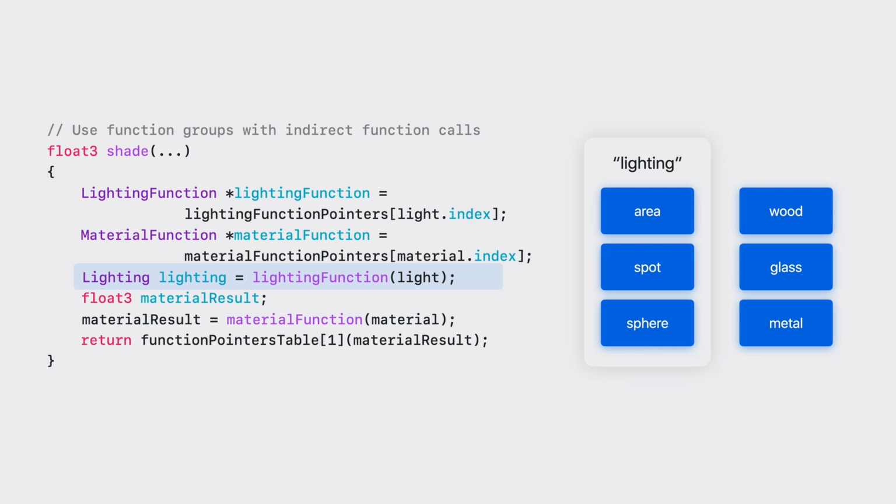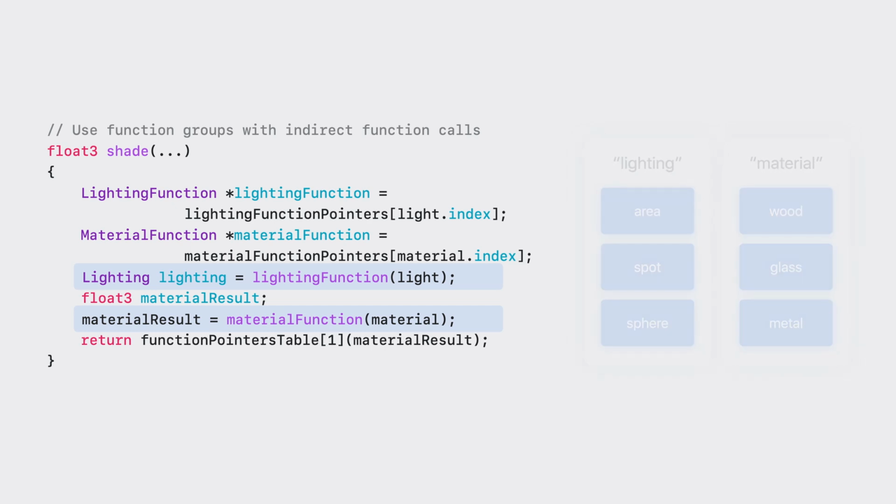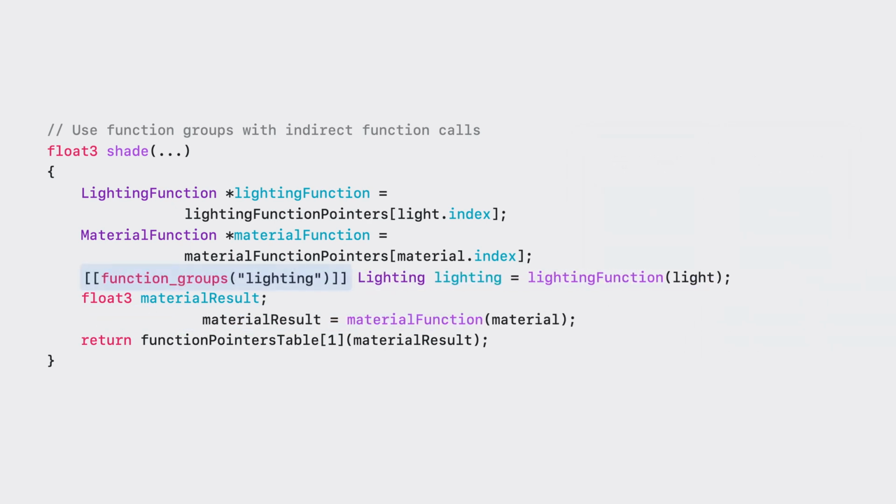Similarly, if the material function pointer can only invoke the wood, glass, or metal functions, then you can group them into a material function group. You can give Metal a hint on how to optimize an indirect call by adding the function groups attribute at the call site.